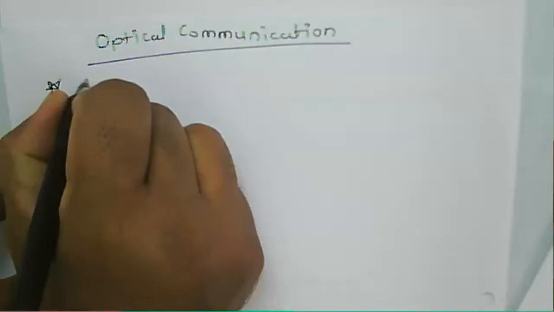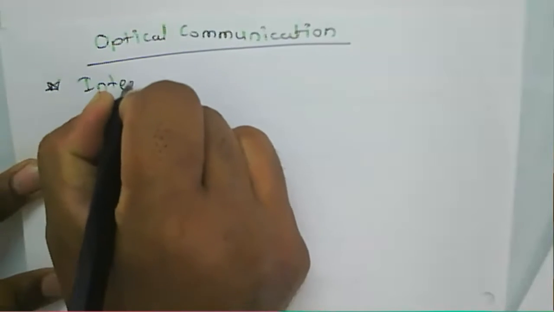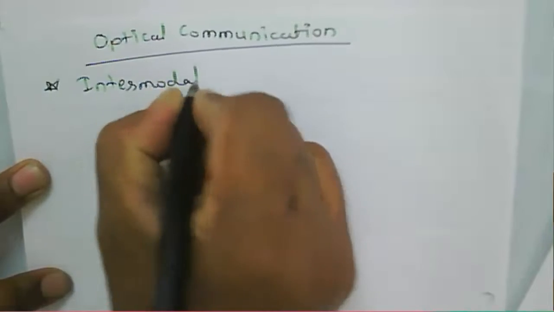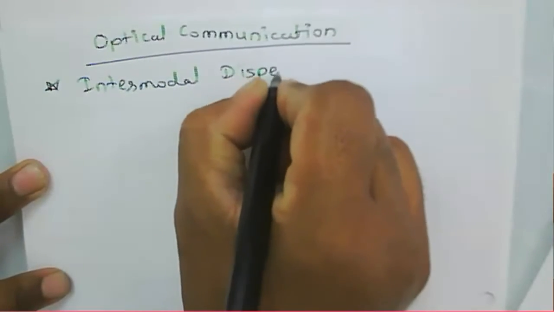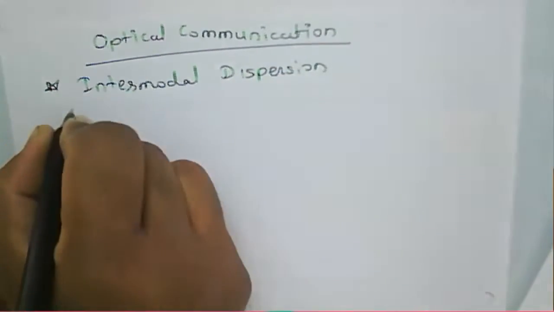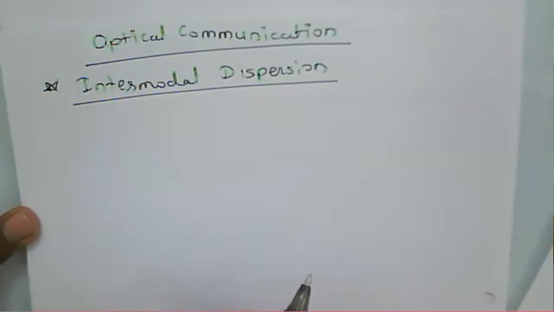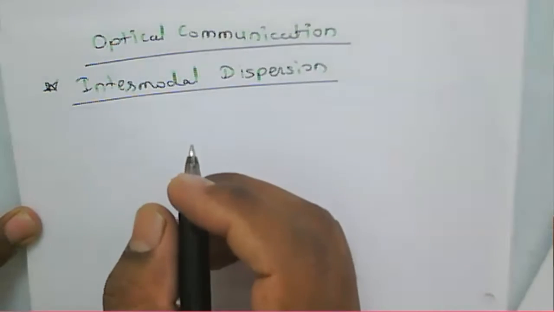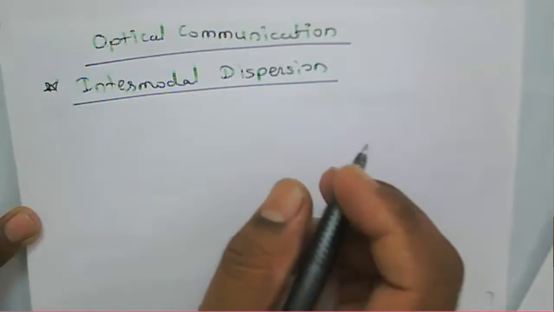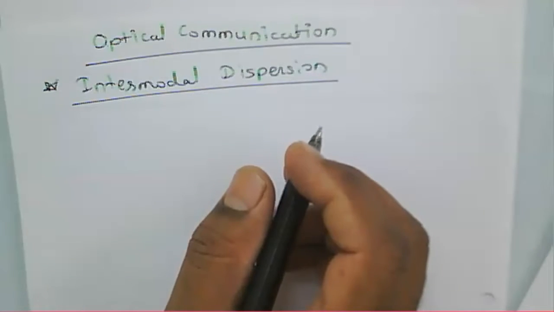Welcome to the optical communication course. Today we will learn about intermodal dispersion. So intramodal dispersion occurs in a single mode fiber as well as a multimode fiber.